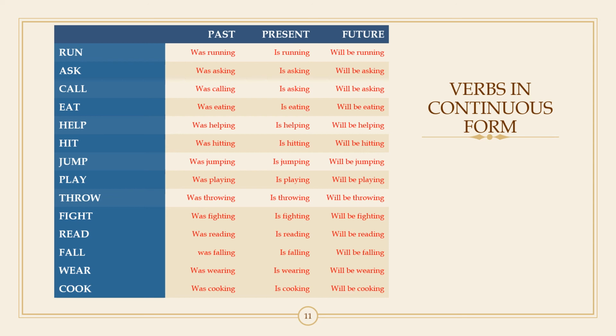And who defines this rule? The English people define these rules, and that is why I've been giving you this long story, right? So English people are the ones who decide that these words can take continuous forms: run, ask, call, eat, help, hit, jump, play, throw, fight, read, fall, wear, and cook. There are other words also which could take the continuous form. But now I'm going to show you verbs which do not.